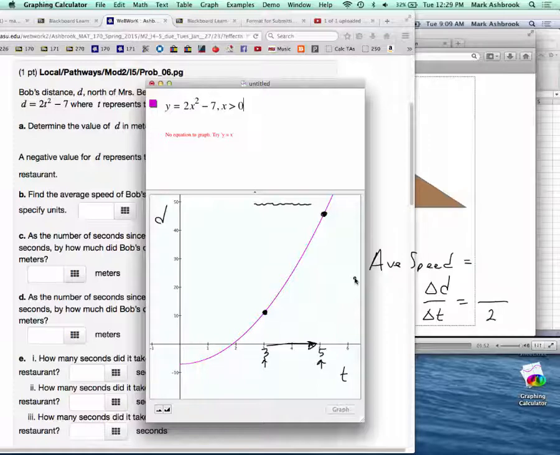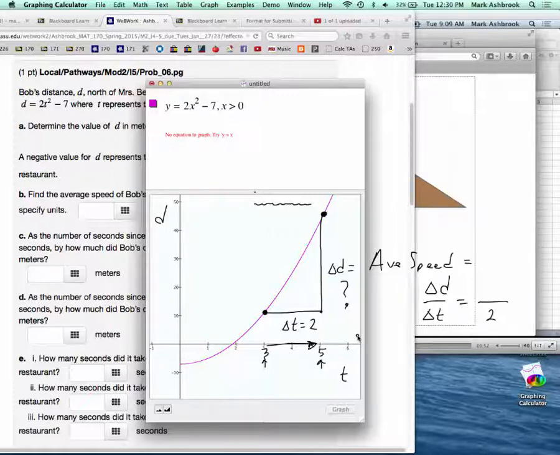And so how can I show a change in time of 2? So starting here, a change in time of 2. Up, down, left, or right? To the right. There's our delta t of 2. And so if we want to get the average speed, now we're looking for the corresponding delta d. So from here, up, down, left, or right? Up. So we want to find that change in distance.